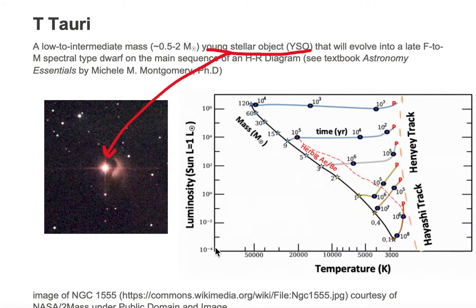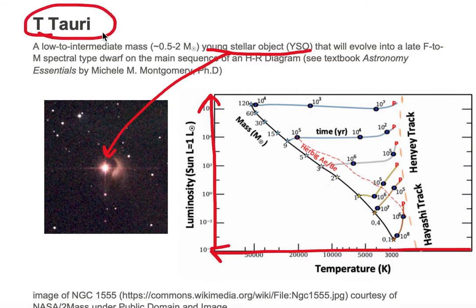On an HR diagram, where luminosity increases on the vertical axis and temperature increases on the horizontal axis, we would find these T Tauris not on the main sequence, which is this black diagonal that we see. We would see them just to the right of the main sequence, right about in this range.